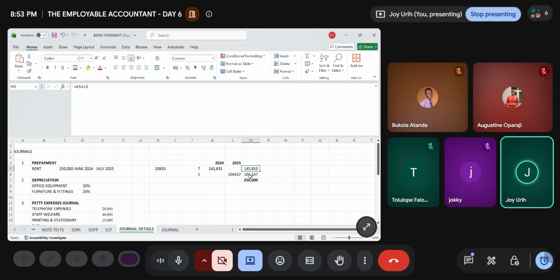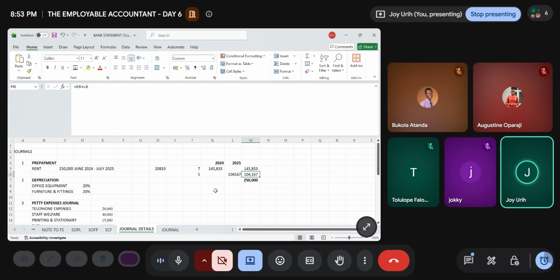But already, remember, we have included this rent in our financials. So we cannot go and be passing two journals again. So what we just do is to reduce the rent that we have included in our financials by 104, so it can bring it to 145,000. So that's what we are going to do. Then this 104, we are going to recognize it as prepaid rent.